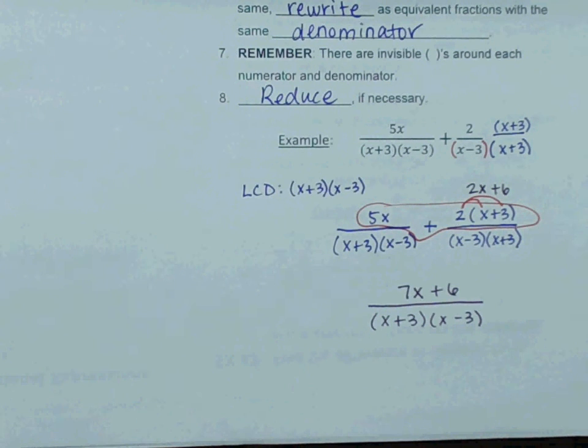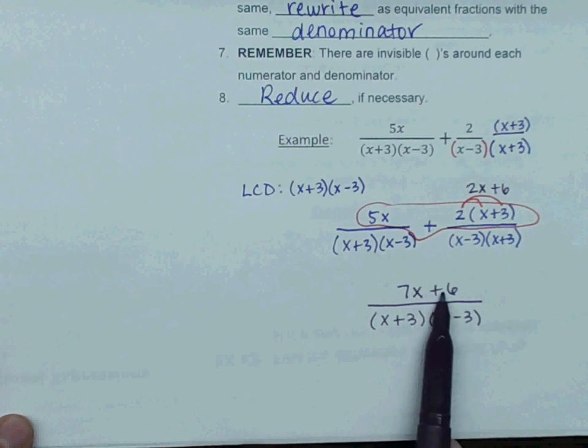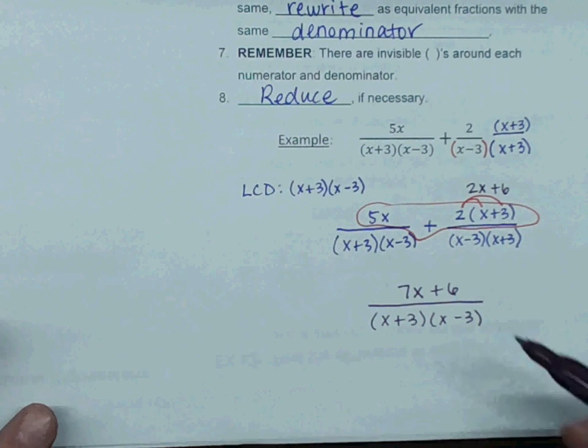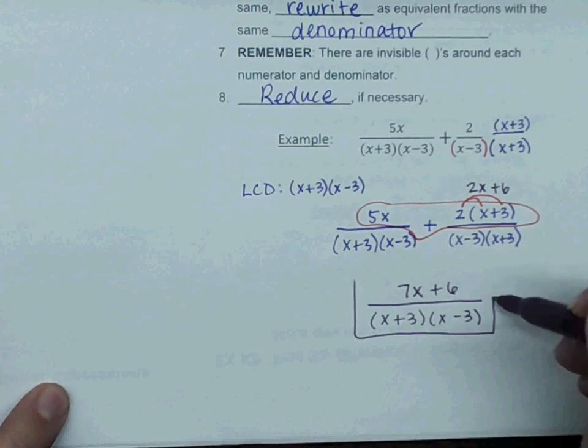So the very last step said reduce if necessary. Some of you guys may be seeing, well, there's no x plus 3's or x minus 3's on the top. You're correct. This problem, you can't simplify any further. But if you had something up here like a quadratic trinomial, you would probably want to check and see if you can factor it and if any of those factors will cancel out. Because if they do and you don't factor them, you don't cancel them out, then you're not going to get it right. It won't be fully simplified. So this is going to be your answer here.